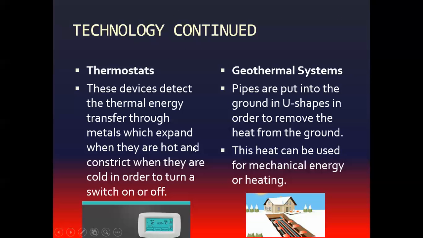Thermostats, this is a little bit easier to understand. Old-fashioned thermostats usually used metal rings, or metal coils, or mercury. The metal coils, as they heated up, would expand, and when they expanded to a certain point, they would flip a switch on to turn the air conditioner on. And when it got cold, the metal coils would constrict and get smaller, and the switch would turn off. And you could use that to turn on heat or to turn on air.